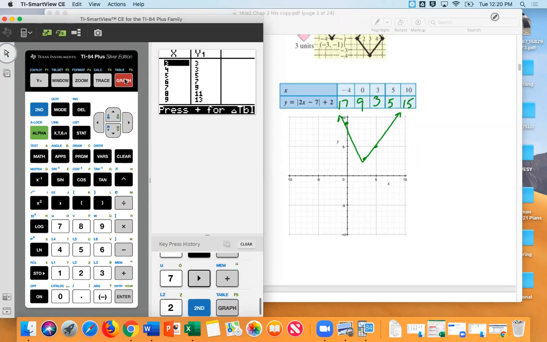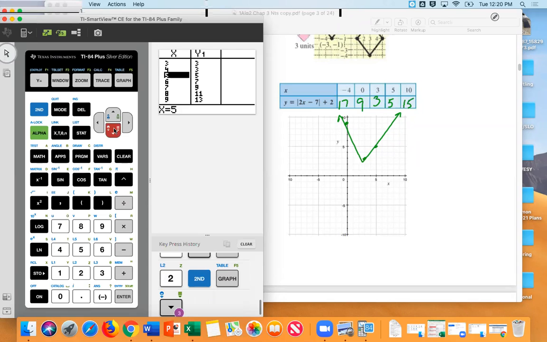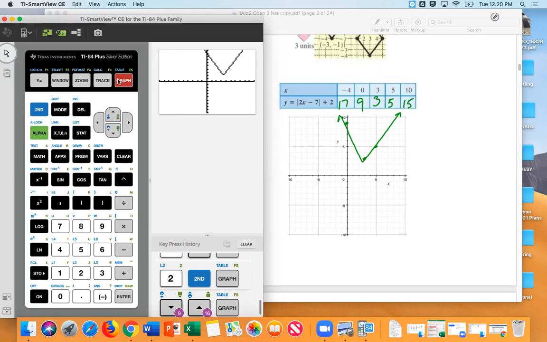So let's go to the table. You can see with the table, 3, 3, 5, 5, 10, 15, they're all there. It's looking like we got this right. 0, 9, and negative 4, 17. If I hit graph, look, it looks like mine, so I'm good to go.